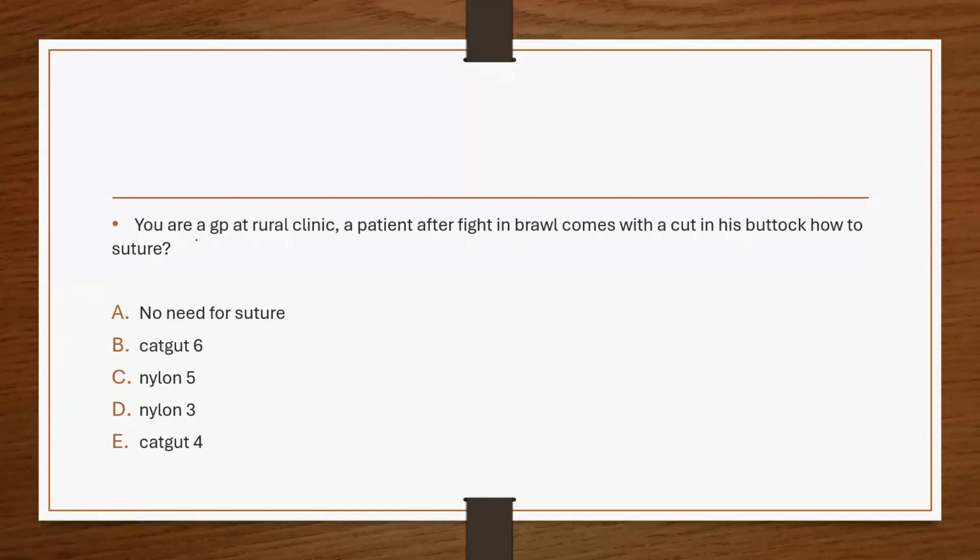See whether you can answer this. You are a GP at a rural clinic. A patient after a fighting brawl comes with a cut in his buttock. How to suture? A. No need to suture. B. Catgut 6. C. Nylon 5. D. Nylon 3. E. Catgut 4. What are you going to use here?